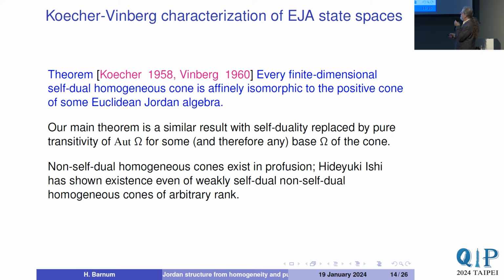Okay, just a note, this is pretty non-trivial because non-self-dual homogeneous cones exist in profusion. There's a continuum of them if the dimension is higher than about 5. And Hideyuki Ishi has even shown that there are weakly self-dual, non-self-dual ones of arbitrary rank, and that means an arbitrary number of distinguishable states, so arbitrary information capacity.